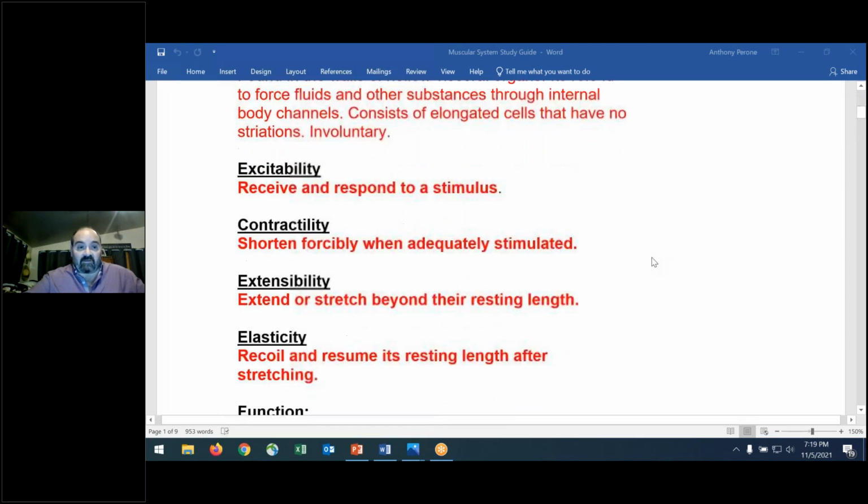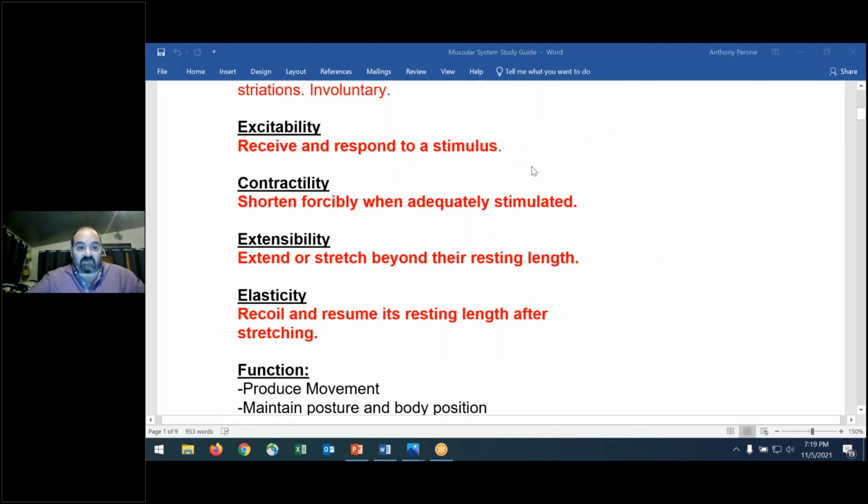Now, as we move on, these are very important terms for you to know: excitability, contractility, extensibility, and elasticity. Excitability we kind of get, because as far as skeletal muscle is concerned, in order for it to do its job, there needs to be an initial electrical impulse or an action potential. This bioelectricity needs to be present in order to stimulate skeletal muscle to begin the process of skeletal muscle contraction.